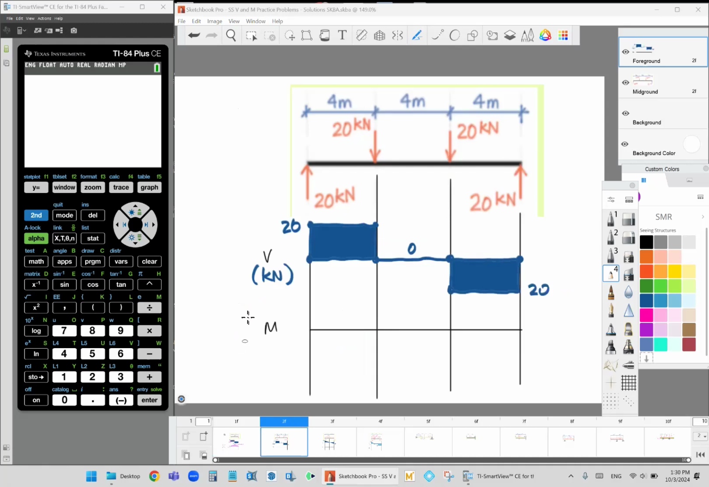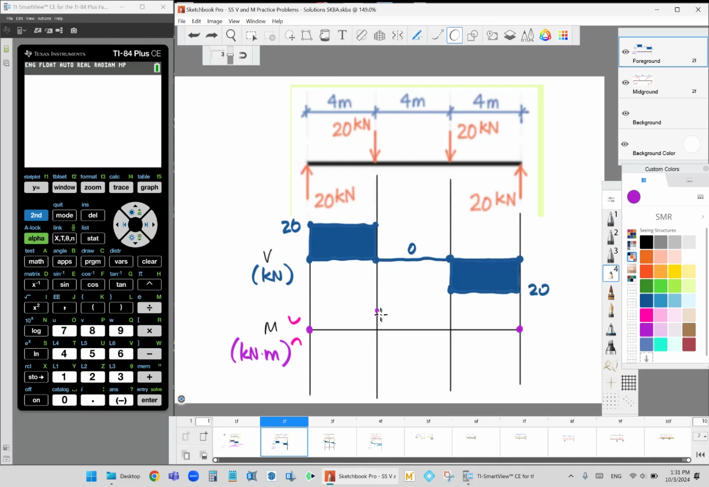So I'm going to be multiplying units of kilonewtons times meters. So kilonewtons times meters are my units here. Start at 0, end at 0. We all know the sign convention. All right, our first block has an area of 20 times 4. It's positive area, so we increase.